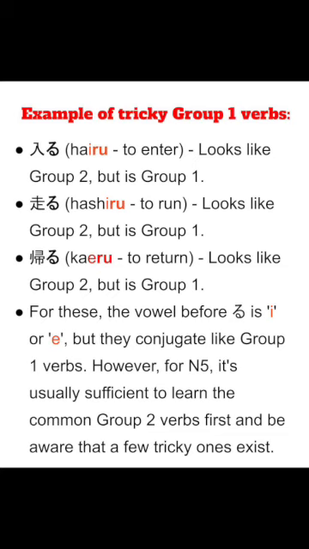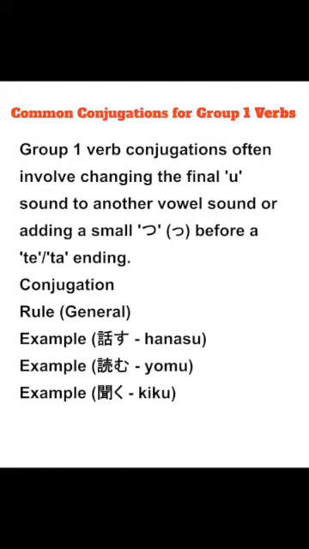Examples of tricky Group 1 verbs. Hairu looks like Group 2 but is Group 1. Hashiru looks like Group 2 but is Group 1. Kaeru looks like Group 2 but is Group 1. For these, the vowel before ru is e or a, but they conjugate like Group 1 verbs. However, for N5, it's usually sufficient to learn the common Group 2 verbs first and be aware that a few tricky ones exist.